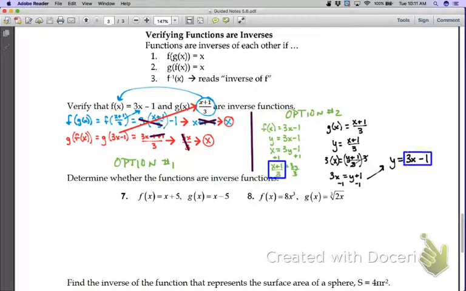So I'm going to have y equal to 3x minus 1. Is this the other function? Yes. So both, if I do the inverse of each function that I have, and it gives me the other one, they're going to be inverses of each other.